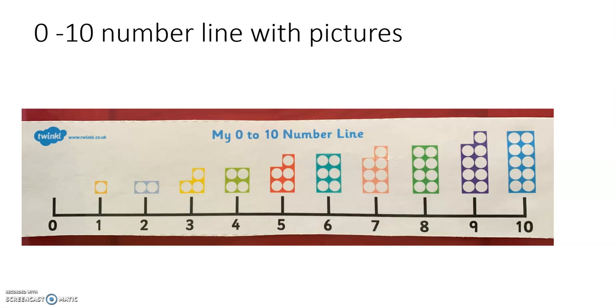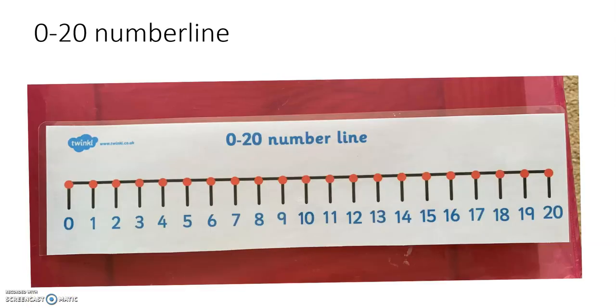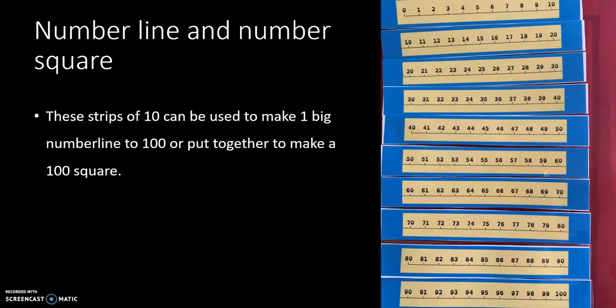Also in the FAB box, we've got various number lines. This is a 0 to 10 number line, and it shows the picture along with the number as well. We've got a 0 to 20 number line. So when boys and girls are doing their number bonds to 20, it gives them that little bit of support. This is a number line. These are all separate little strips, and they can make one big 0 to 100 number line, or you can put them together more as a kind of 100 square, or, well, looks more like a rectangle, but it means that you can use it either way.